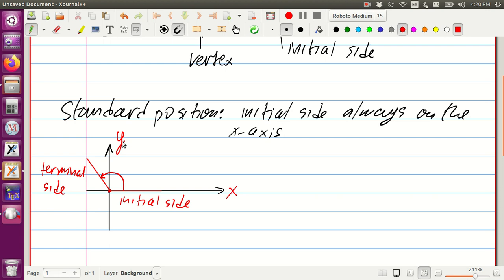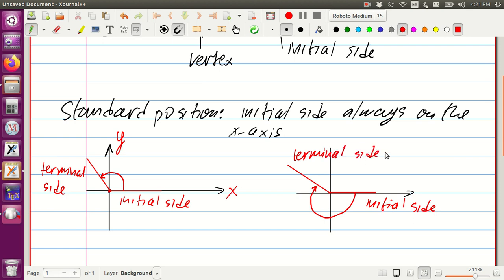And as you can see, we move this way, but we can also take our initial side, put it on the x-axis over here, and put the terminal side over here, and move the other way, right? So again, this is the initial side, and this is the terminal side, and we moved in a different direction. This is your y-axis and this is your x-axis.